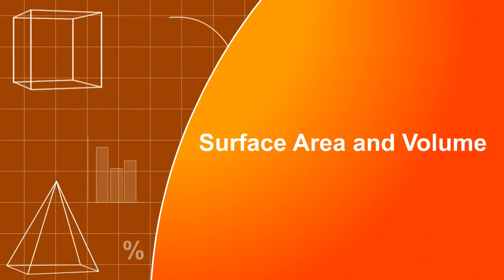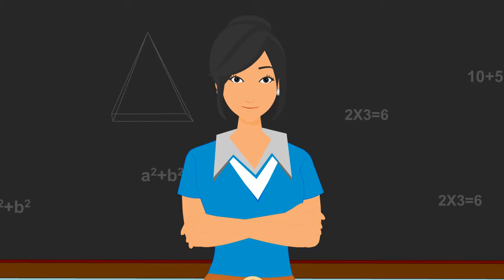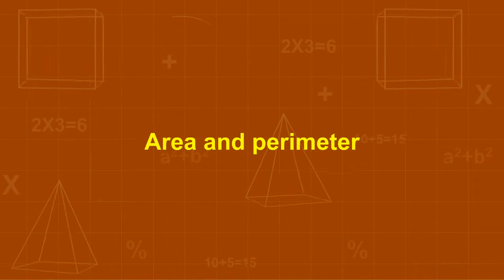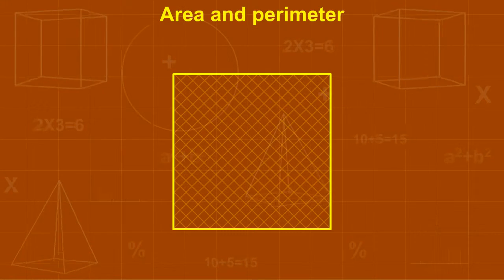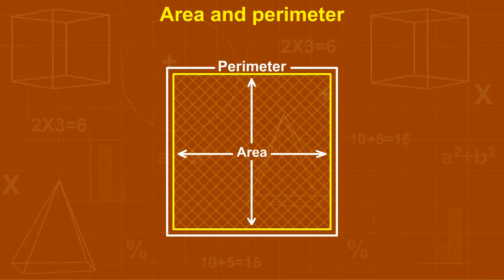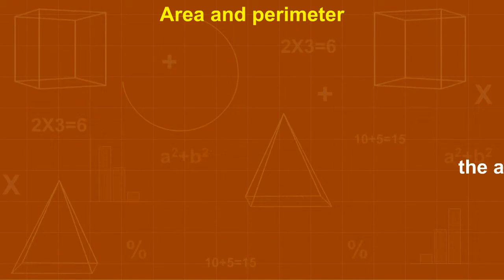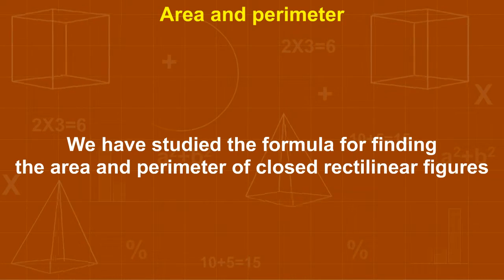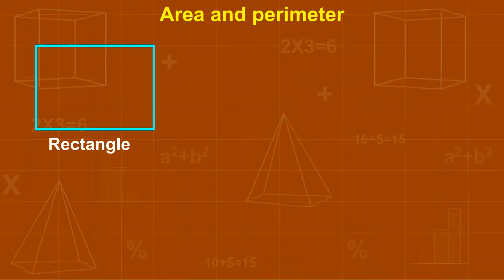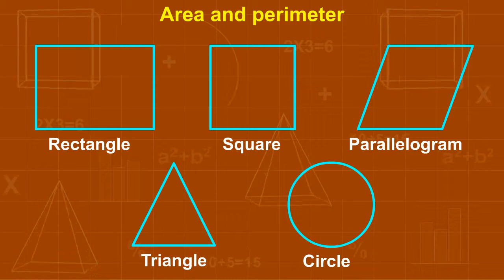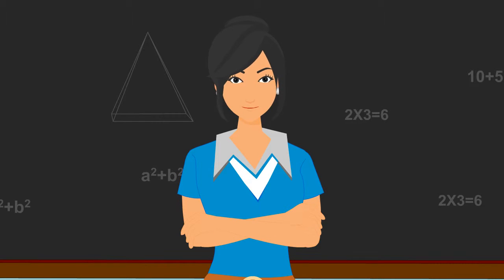Surface area and volume. In previous classes, we have learned that every closed rectilinear figure has the following two components, area and perimeter. Perimeter is the distance around a closed figure, while area is the region enclosed by the closed figure. We have studied the formula for finding the area and perimeter of closed rectilinear figures such as rectangle, square, parallelogram, triangle and circle. Now let's learn and study something new.